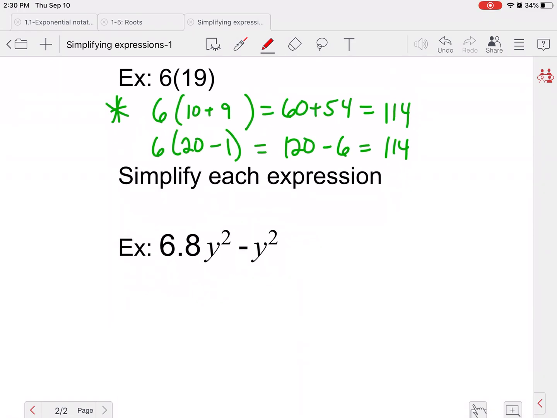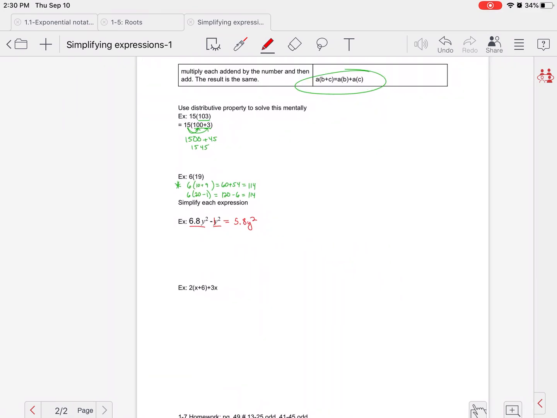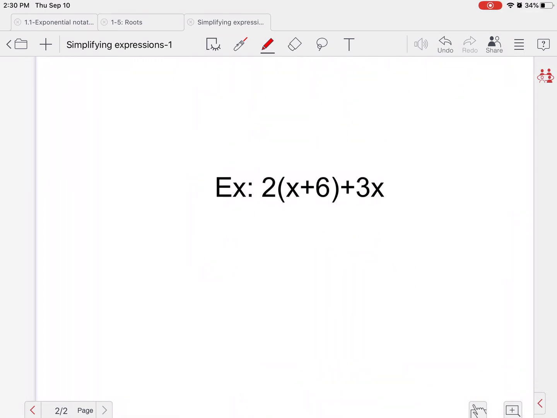So simplifying each expression. Remember, we can only combine like terms. So only x's can go with other x's. Only y's can go with other y's. X squareds can only go with x squareds. X cubes can only go with x cubes. So here I have 6.8y squared and a y squared, and there's an invisible one here. They're both y squareds. They have the same exact variable and the same exact exponent, so we can combine those. So 6.8 minus 1 would be 5.8, and then I just keep the y squared going. So it's kind of like saying 6.8 yellow bananas minus 1 yellow banana would be 5.8 yellow bananas. Okay? Go ahead and let's try this one on your own and see what you get when you combine like terms.